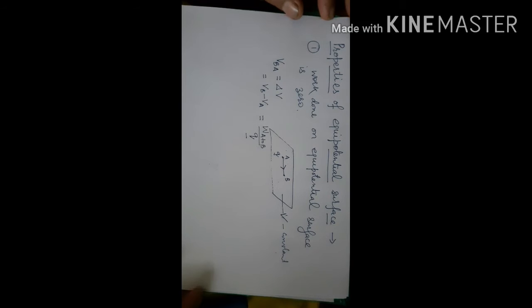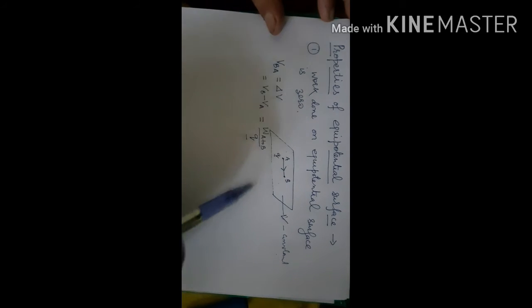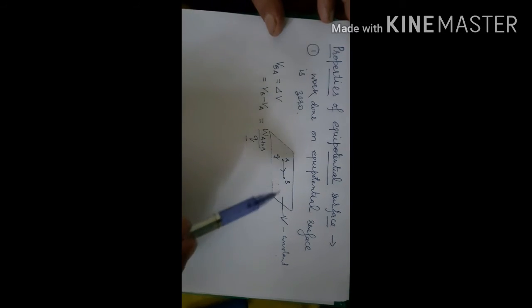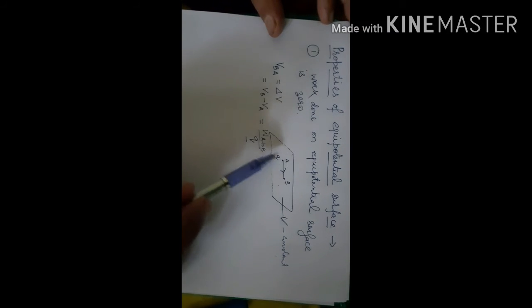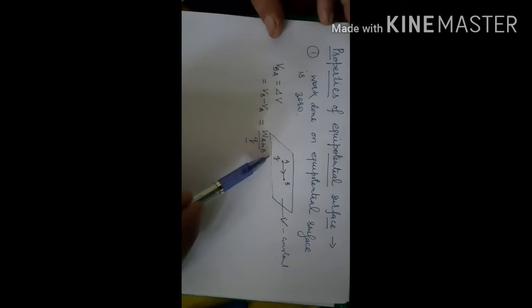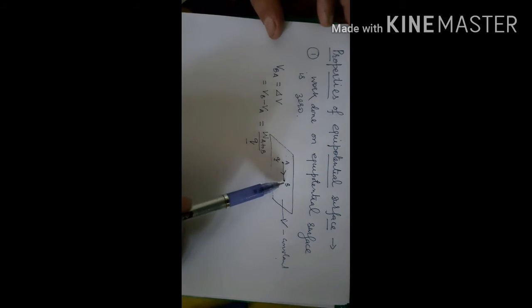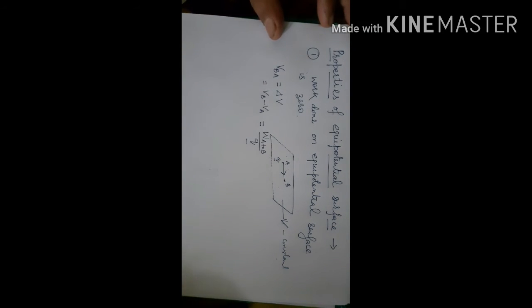Let us discuss the properties of equipotential surface. The first property is that the work done on the equipotential surface is 0. It means that if this is an equipotential surface, that is, the potential is constant on this surface, at each and every point the potential is the same. If a charge Q is moved from A to B, then the work done against the electrostatic force is equal to 0.